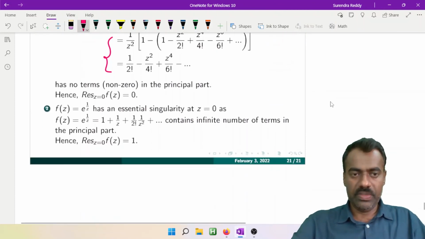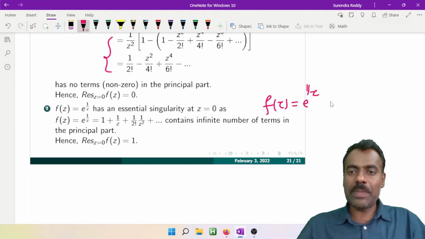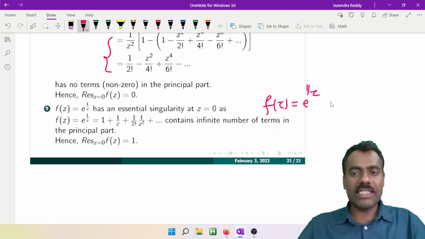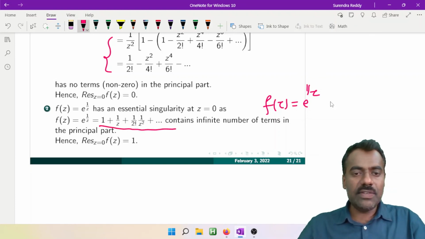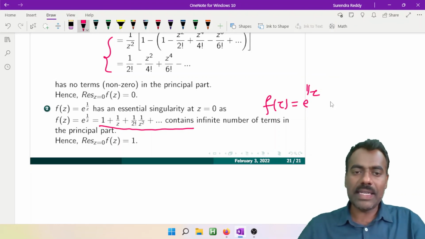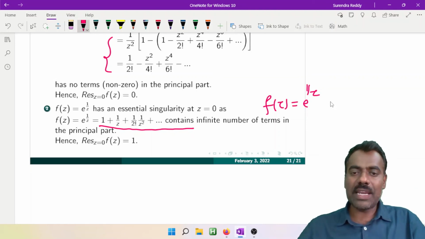Now similarly, if you take f of z equal to e power 1 by z, clearly z equal to 0 is a singularity here, an essential singularity. If you start expanding this, you will see that there are infinitely many terms in the principal part, infinitely many negative powers of z. That's why z equal to 0 is an essential singularity.